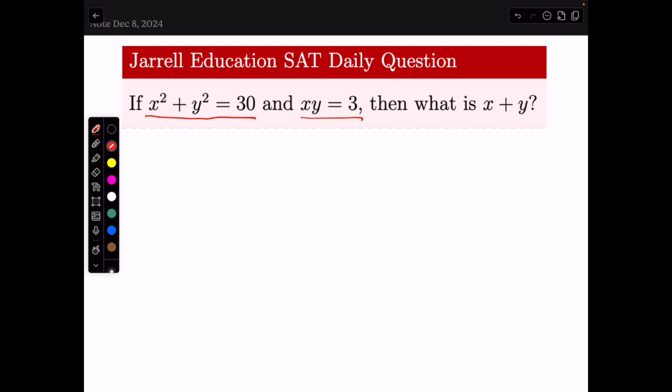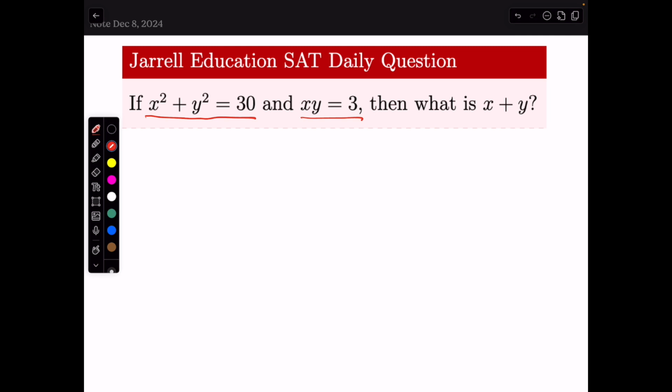Now, when I first looked at a problem like this, my initial instinct was to take this little piece here and solve it for one of the variables and then plug it back in and try and see what happens. That will definitely work. That'll definitely get you an answer. But it's not really the point that the SAT is looking for. Here's what they're looking for.